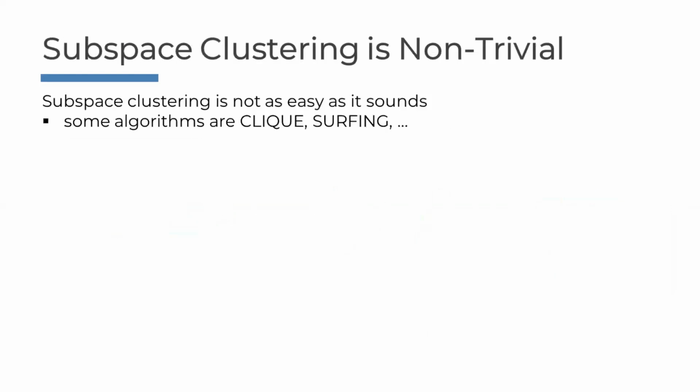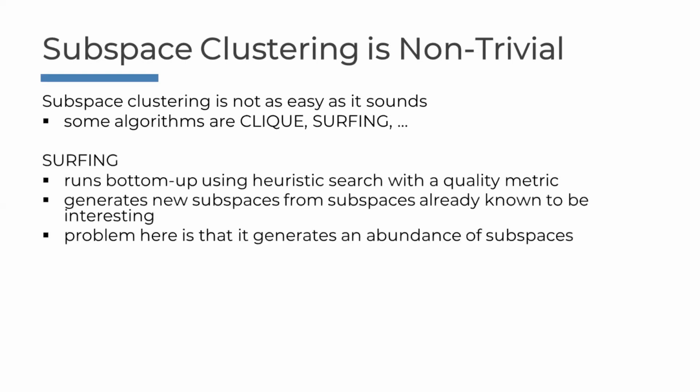There are a lot of subspace clustering algorithms. And actually, it's not trivial, right? It's actually pretty hard. Some algorithms that you probably heard of are CLIQUE, SURFING, and others. What SURFING does is run bottom-up using heuristic search with a quality metric that has to be fulfilled. It generates new subspaces from subspaces already known to be interesting. That grows the subspaces out in higher dimensions and then stops when the quality metric is fulfilled.